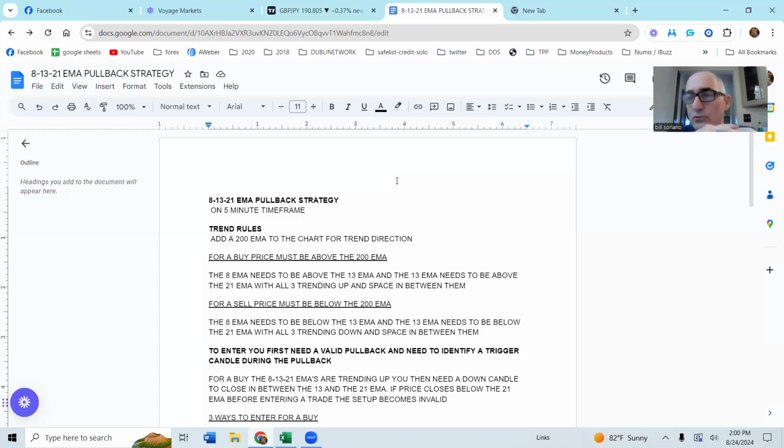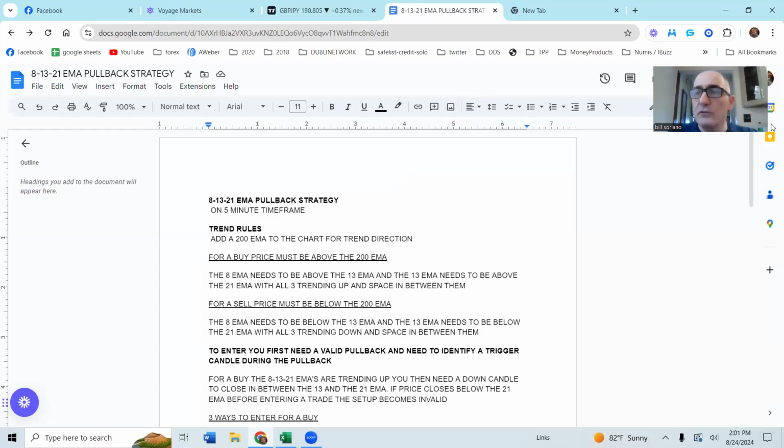The trend rules are that you just want to make sure you're taking trades with the trend as it relates to the 5 minute chart. We're going to add the 200 EMA to the chart for the trend direction. For a buy, price must be above the 200 EMA. The 8 needs to be above the 13, the 13 above the 21, and all three need to be trending up with space in between them. For a sell, it's just the opposite.